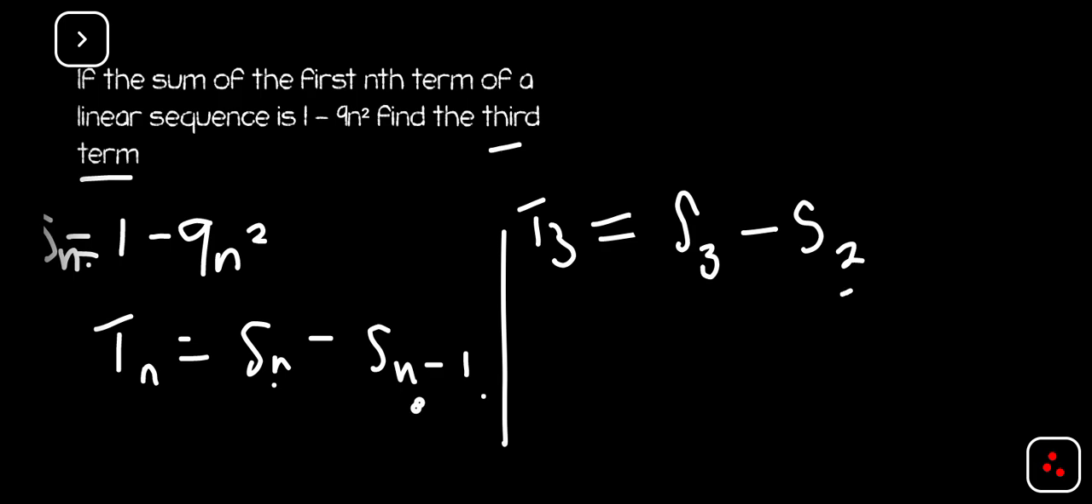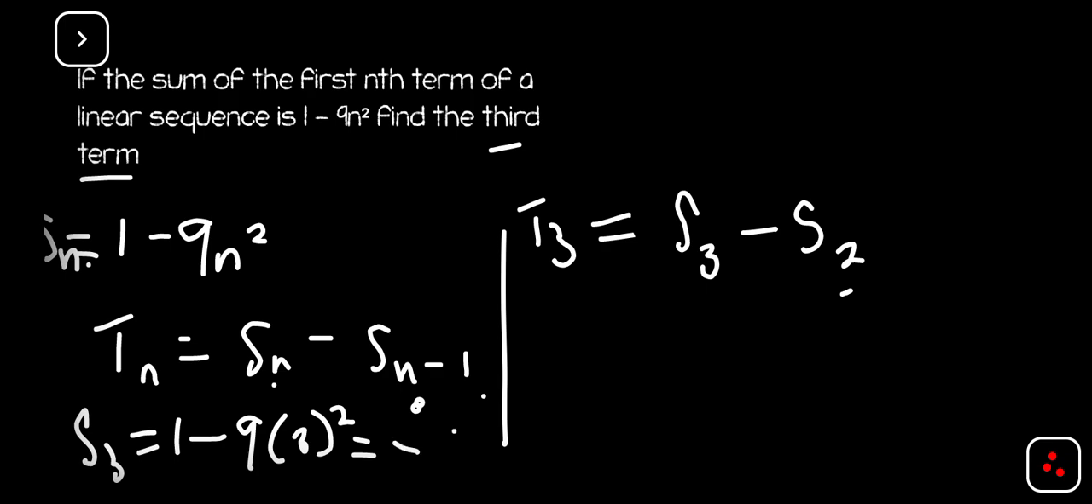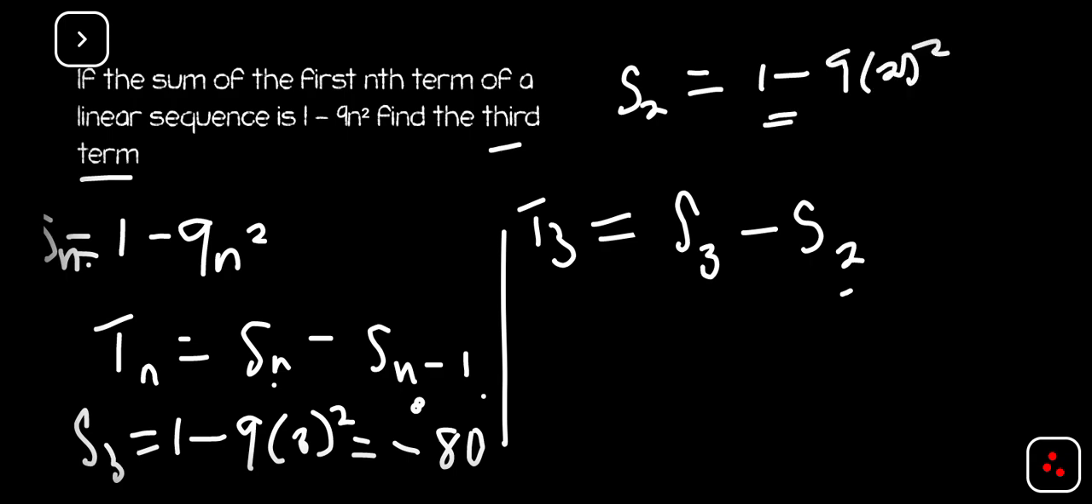Okay, so that means we need to find the sum of the third term. Now the sum of the third term would be S of 3 is equal to 1 minus 9 bracket 3 squared, and this will give us minus 80, I suppose. And if we solve for the sum of the second term, we'll have S of 2 is equal to 1 minus 9 bracket 2 squared. This will also give us minus 35.